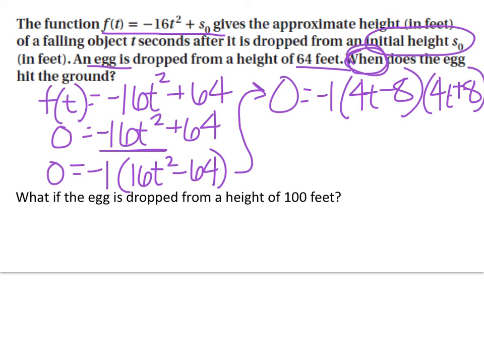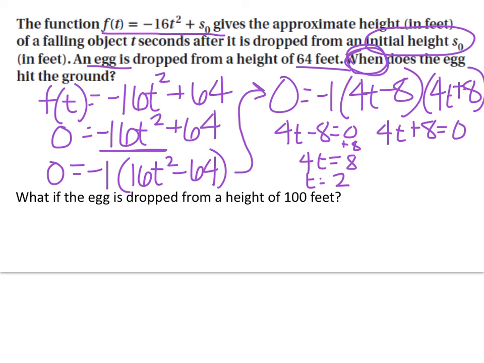Now, because we have it equal to 0, we have to solve for t. We have 4t minus 8 equals 0, and then 4t plus 8 equals 0. All right? When we add 8 to the other side, we're left with 4t equals a positive 8, t equals 2, and this is going to be the opposite of t equals negative 2.